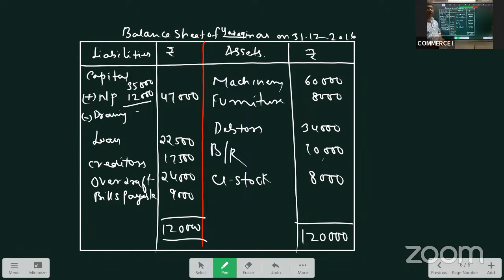Okay. Hope you are familiar now. See, we have done trading account, P&L account, balance sheet. Now we can take up questions wherein we will be preparing all the three, both the ledgers and the statements. So tomorrow we'll be doing problems on that. Here I am concluding the session. Take care. Goodbye.